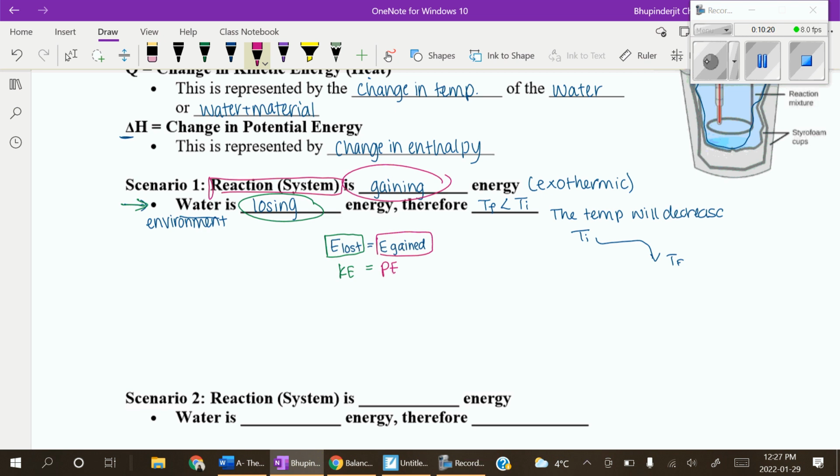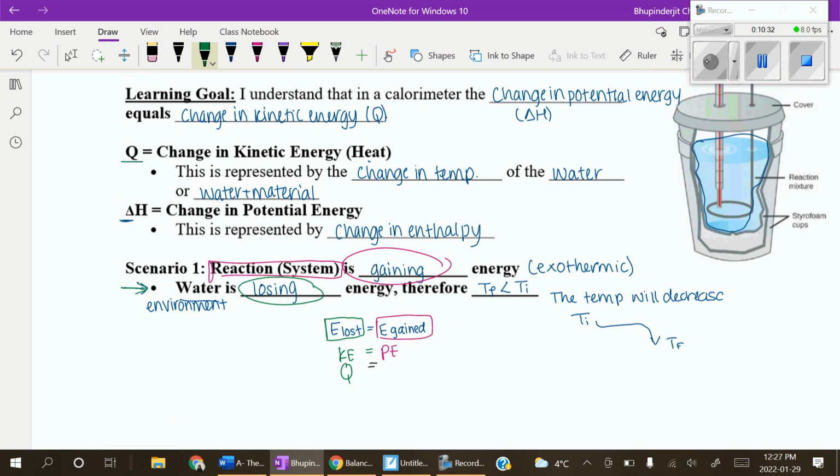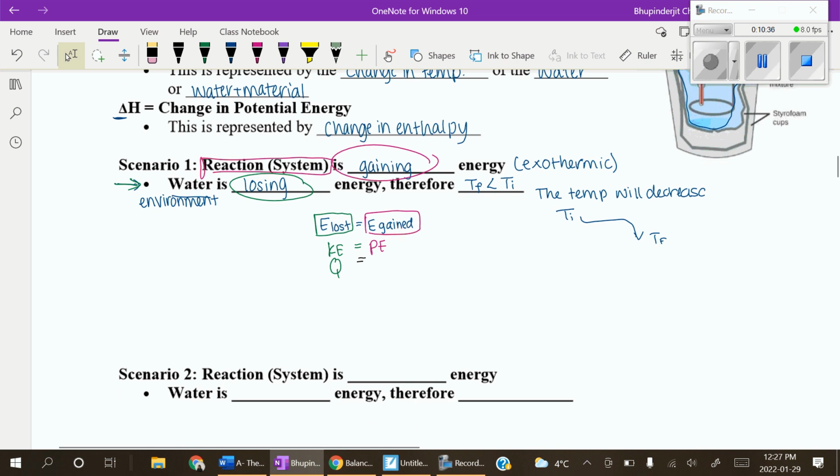So then what we're going to do to represent this is we're going to say Q, because we represent heat with kinetic energy. I'm getting that from up here. Heat represents the change in water. And then here we're going to say delta H. I'm going to break this down.